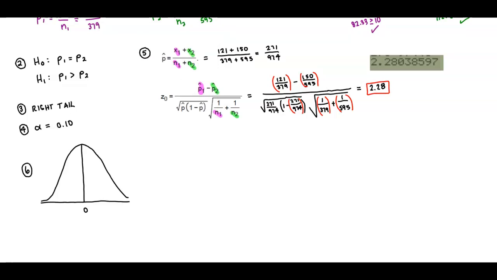So recall that this is greater than. So if we have here 2.28, we want to find the area to the right of that, which means that we're looking for the p-value here. Okay, so we can either use the function on our calculator, or we can use the table.